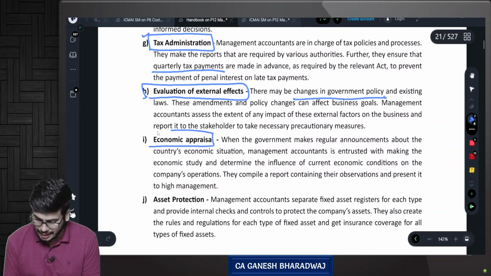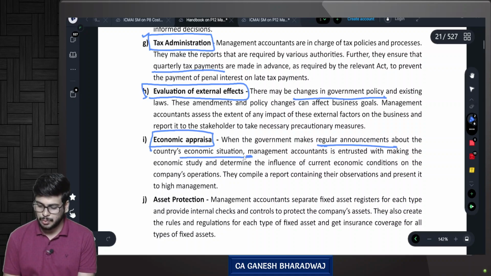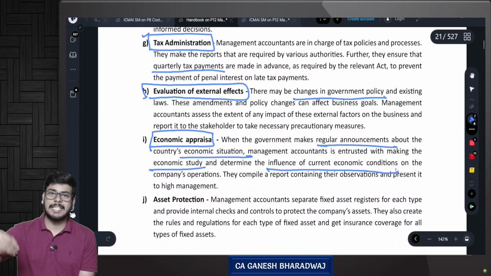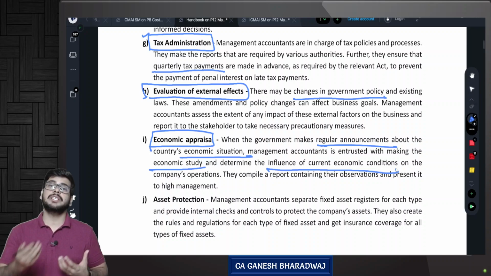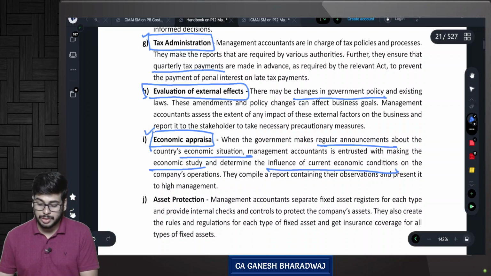Economic appraisal. The government makes regular announcements about the country's economic situation, and the management accountant is entrusted with making the economic study and determining the influence of current economic conditions on the company's operations. Is there inflation, or is there going to be a recession? If there is a recession, we need to lay off so many employees. If there is going to be inflation, then how best can we make use of that to the company's advantage. All of this is a management accountant's work.